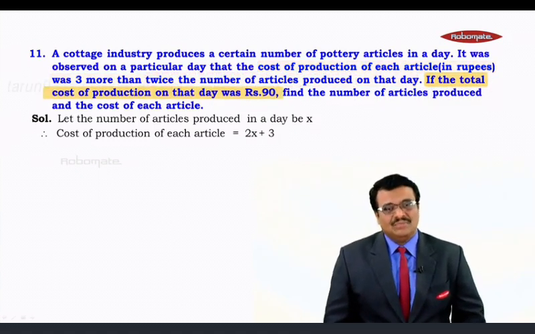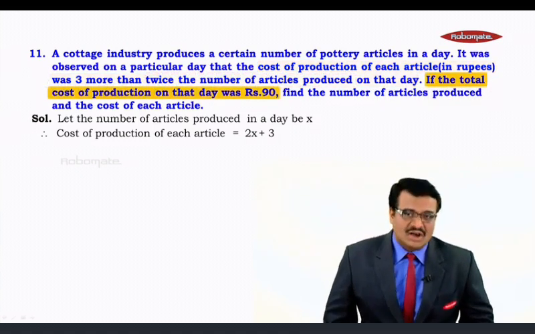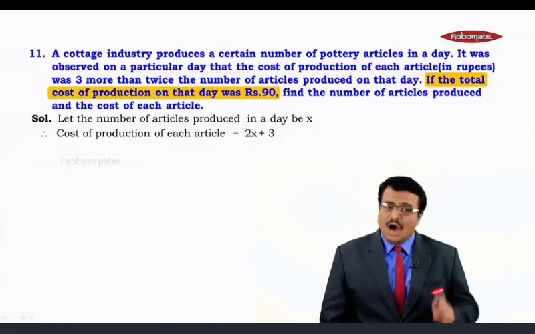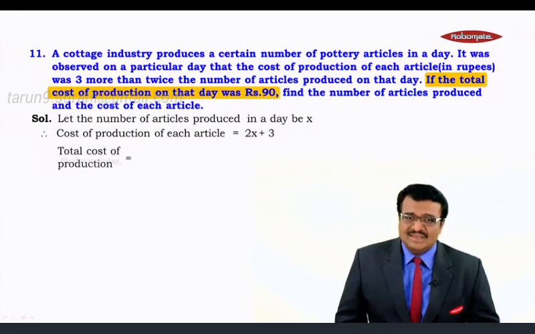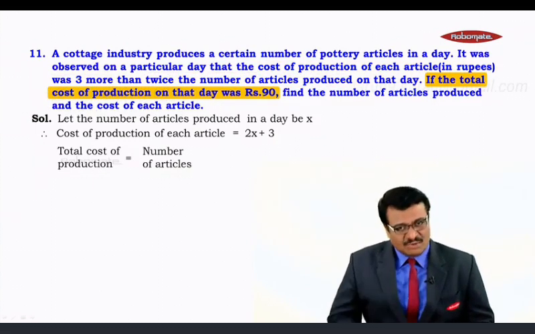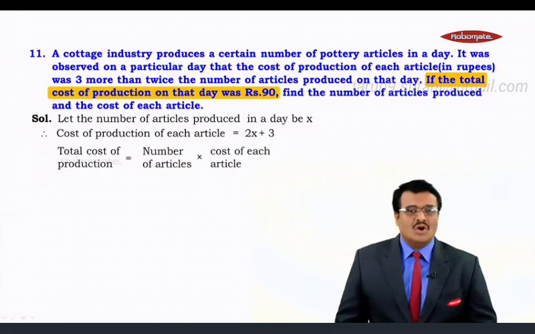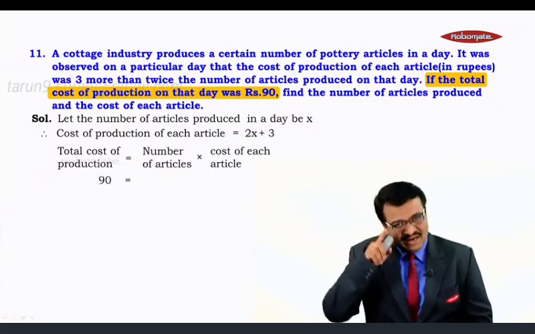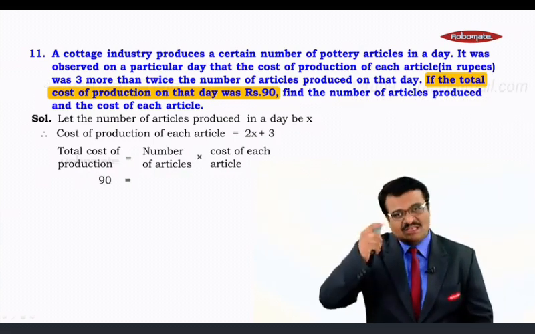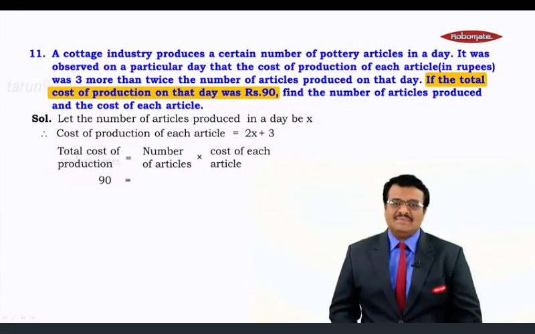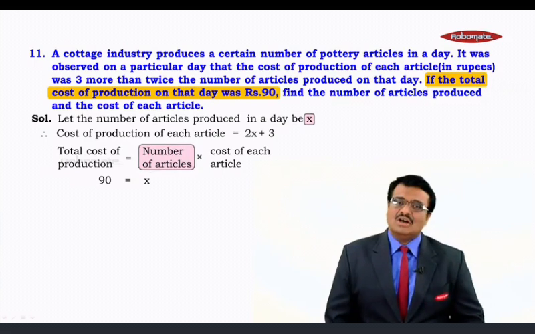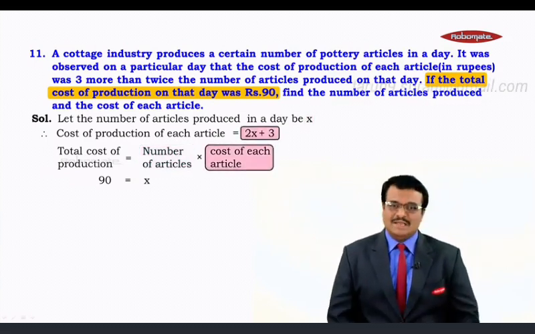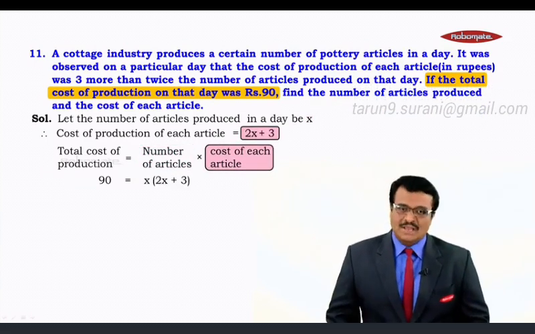Right? Now, if the total production cost on that day was 90, how do you find total production cost? Total cost of production is nothing but number of articles produced into cost of each article, isn't it? Now, total production cost is already given to us as 90. So, in the place of total production cost, we will write 90. Number of articles produced, we have taken it as X. And cost of each article, we got it as 2X plus 3. So, X into 2X plus 3.